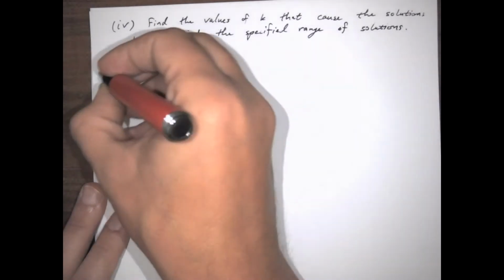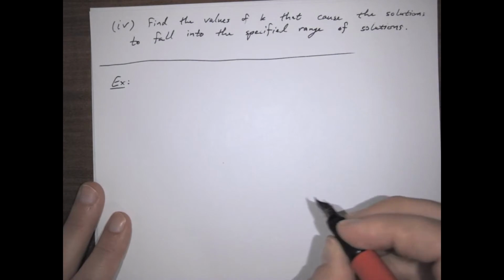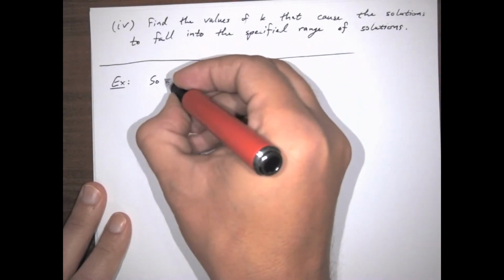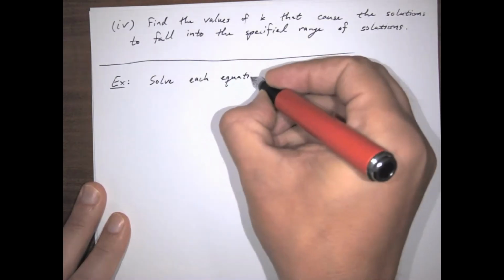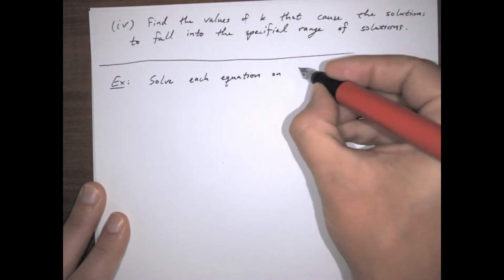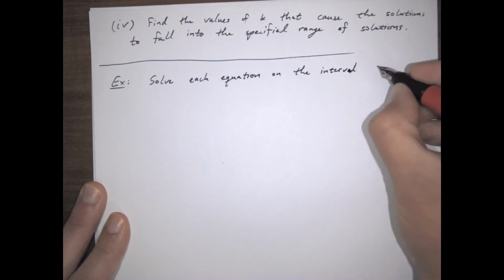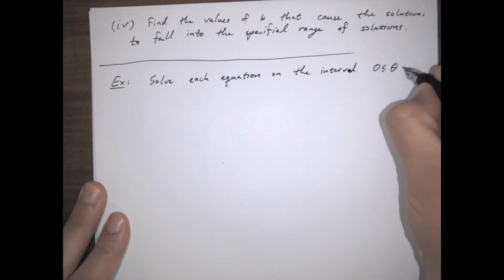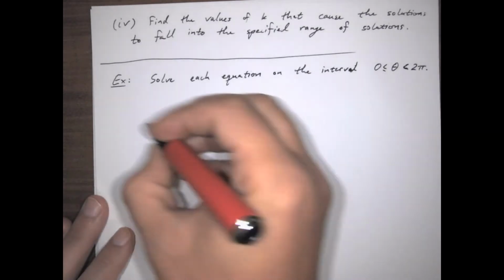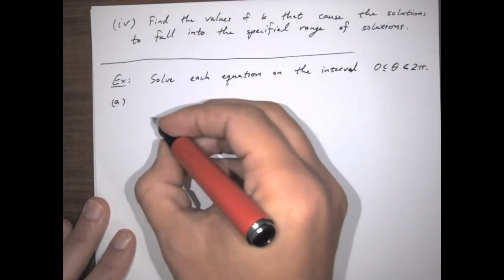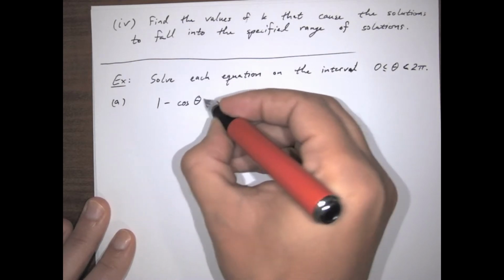So let's actually just give this all a try here. And for the first examples, we're just going to solve each equation on the interval 0 to 2 pi, zero less than or equal to theta less than 2 pi. Okay. So to begin with, let's just take something like this. So 1 minus cosine theta equals 1/2.